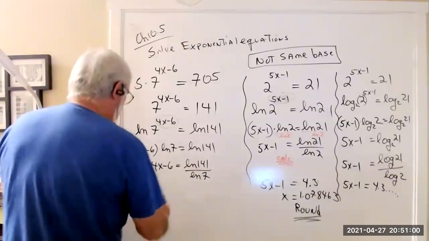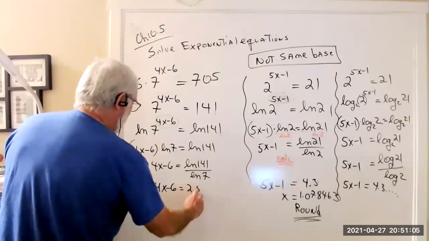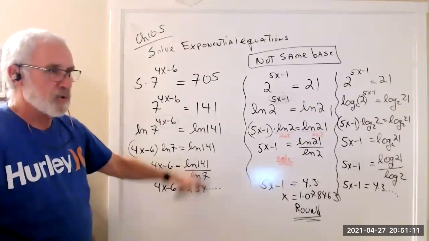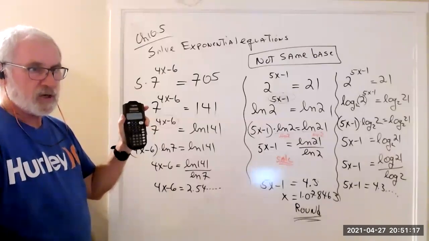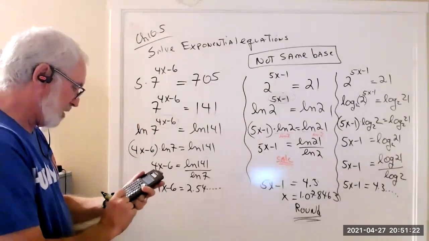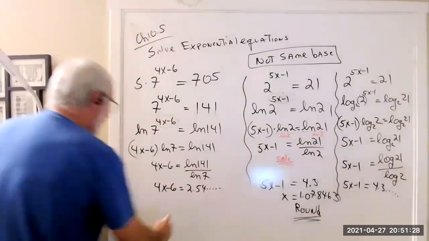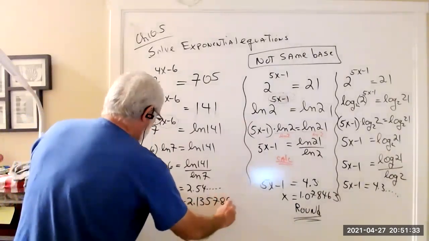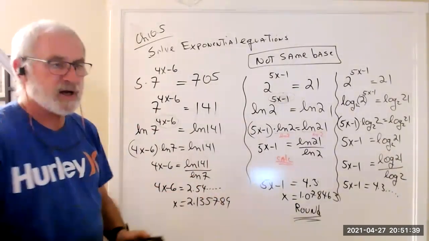So just if you're keeping up, this is 4x minus 6 equals 2.54 something. Please understand that I'm not rounding to 2.54. I'm keeping all the decimals on my calculator. Okay, I'm going to do the rest of my work on my calculator. So I'm going to add 6 to both sides. We divide by 4. And I get x is 2.135789 and whatever. We haven't decided what to round to yet, but if you got that, you got it correct.